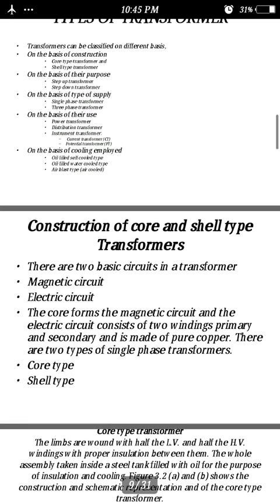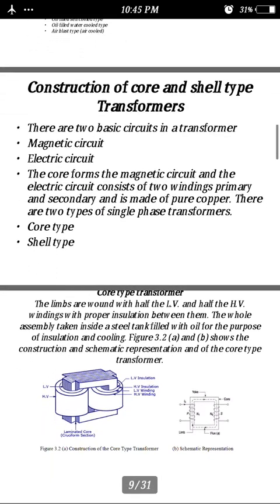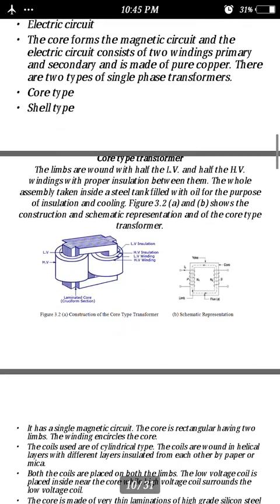Based on the construction, it is of two types, right? One is the core type, the other one is shell type. There are two basic circuits in a transformer, one is the magnetic circuit, the other one is the electric circuit. The core forms the magnetic circuit. The electric circuit consists of two windings, namely primary and secondary, which are made of pure copper. There are two types of single phase transformers, core type and shell type.